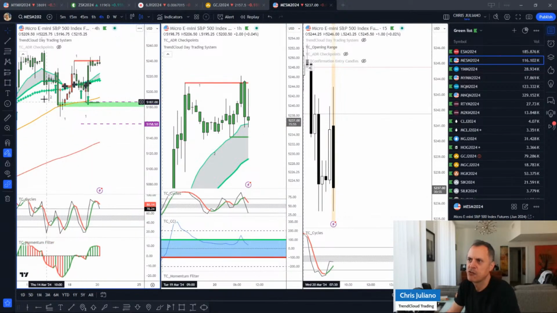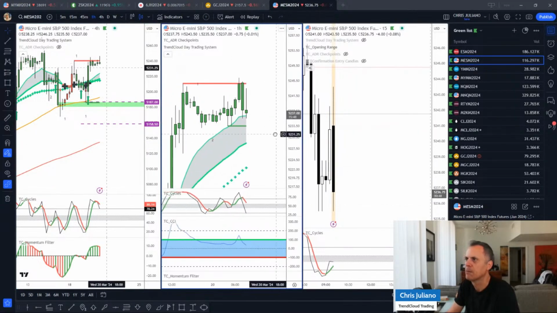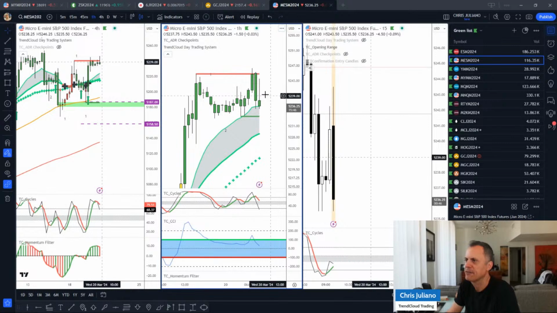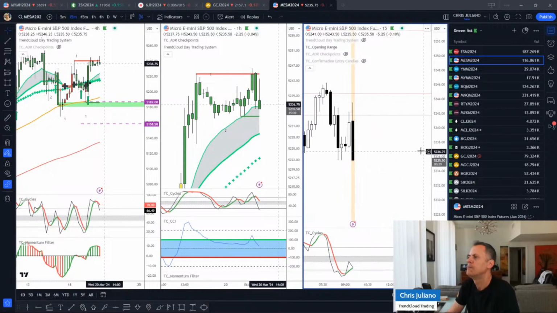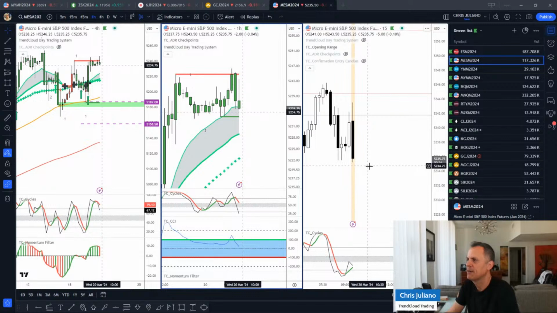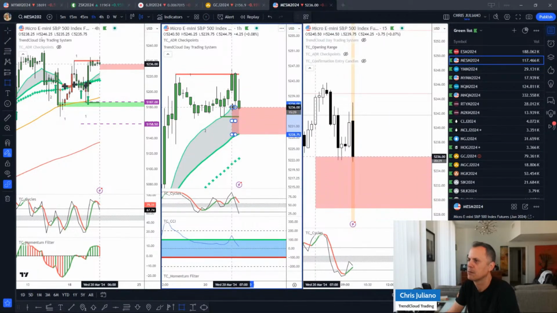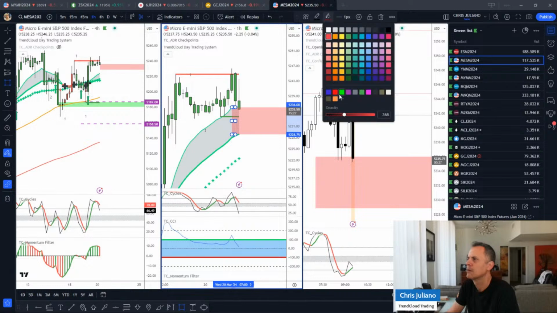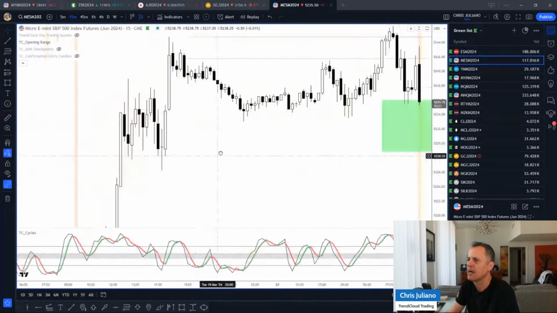You can make observations: pulled back, hit that 100 simple, and bouncing off of it. Middle time frame, pulled back into trend cloud, and looks like it's going up. We're forming the opening range here, pulling back deep into that 1 hour trend cloud. Let's box it out. Okay. What's that look like on the 15-minute? Aha.